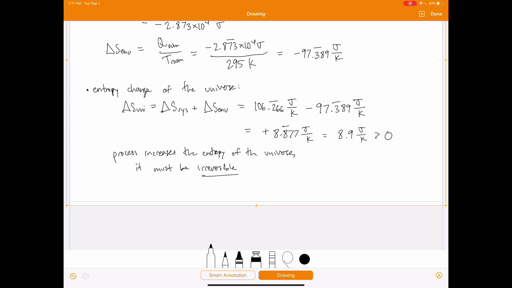Which makes sense, by the way. If you put this ice cube out into this room where the temperature of the room is above the melting point of the ice cube, it's going to melt, it's going to become a puddle of water, and at no point are you going to see that puddle of water reassemble itself into an ice cube. It's not going to be reversible.